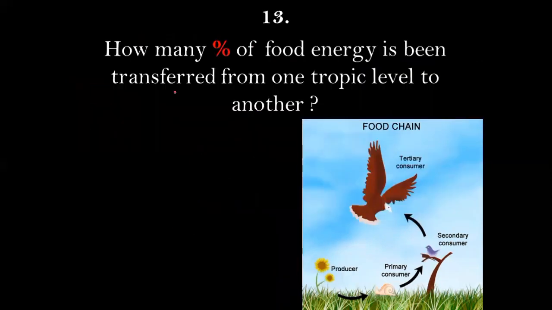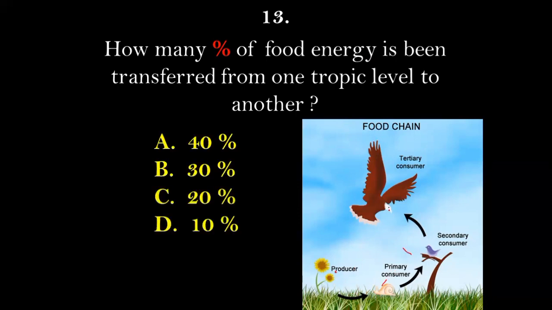Now question number 13. What percentage of food energy is transferred from one trophic level to another? Now we have seen that in a food chain, the species consume the lower rank species, or lower hierarchical level. So in every consumption of one species by another species, what percentage of energy has been transferred from one trophic level to the other? The options given here are 40%, 30%, 20%, or 10%.